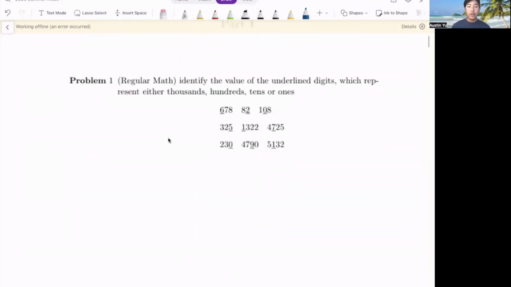Problem 1. To identify the value of the underlying digits which represent either thousands, hundreds, tens, or ones. Okay, so before we begin, let's define what these mean. So assuming that there's thousands, which means that 1,000 has 4 digits. So we draw 4 boxes for 4 digits.